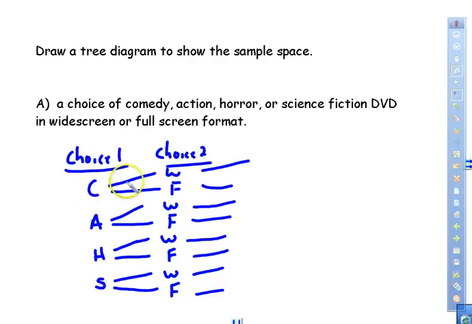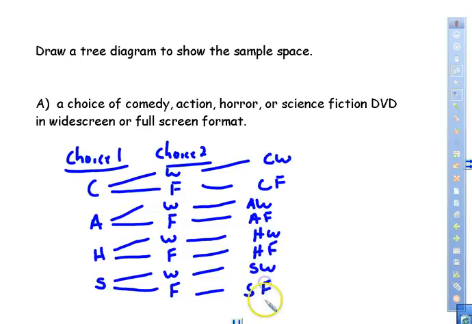So it's going to be comedy wide, comedy full, action wide, action full, horror wide, horror full, and then science fiction wide and science fiction full. So I have 1, 2, 3, 4, 5, 6, 7, 8. 8 possible outcomes, and that's more likely what they're going to be asking you. How many possible outcomes are there?